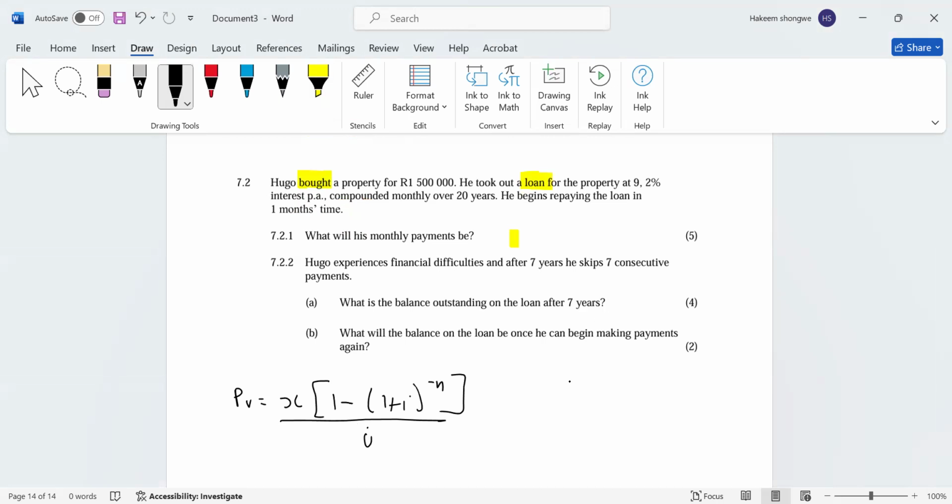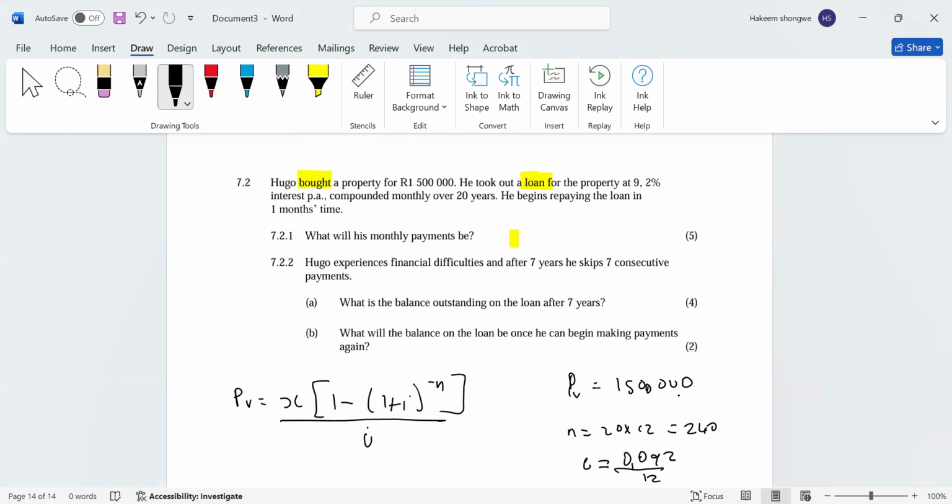We have our present value, which is going to be 1,500,000. We have n, which is 20 multiplied by 12, which is 240. We have our i, the interest as a decimal, so we're going to have 0.092 divided by 12. That's what we have.